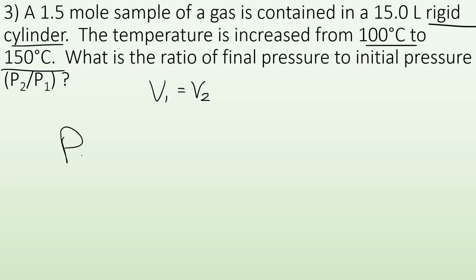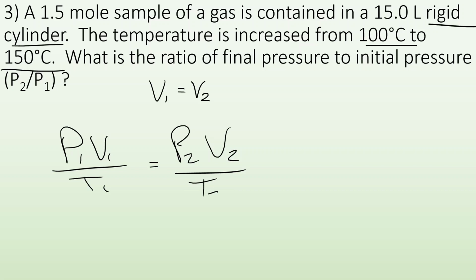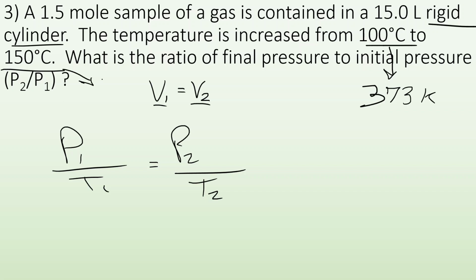All right, so again, I start with P1 V1 over T1 has to equal P2 V2 over T2. And they're saying that, hey, V1 equals V2 because it's a rigid cylinder, so they cancel each other out. Now, the temperature here, we got to convert it to Kelvin. So 100 Celsius is 373 Kelvin. This would convert to 423 Kelvin. And they want to know what is P2 divided by P1.